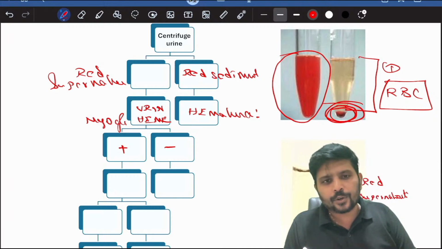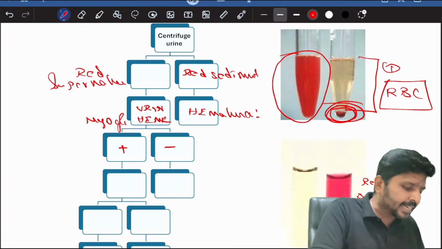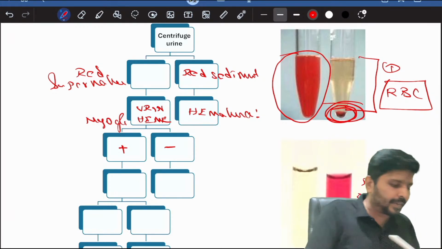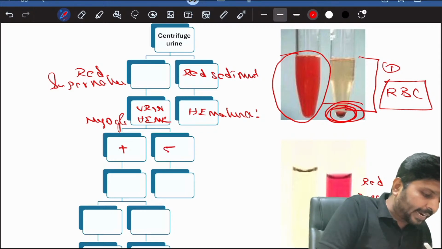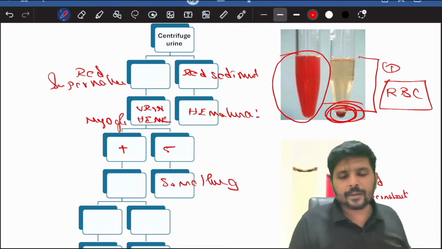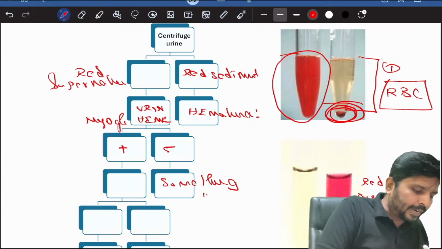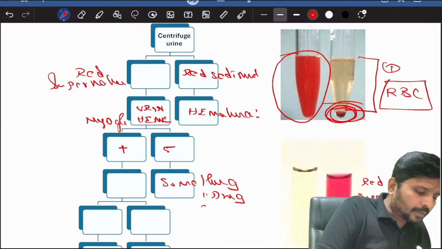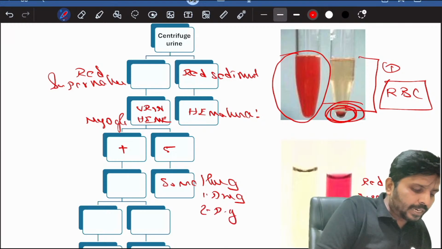Then what you need to do? Very simple. So it is neither RBC nor pigment, it means something else. So negative means something else. What something else, as we discussed already? Very simple. One, it can be drugs. It can be pigments. It can be food.